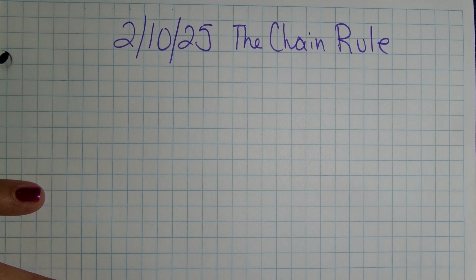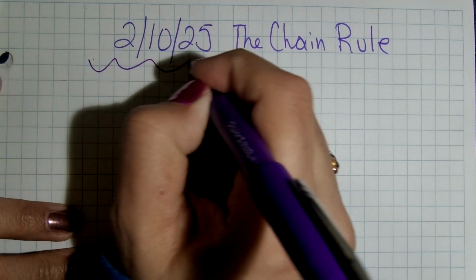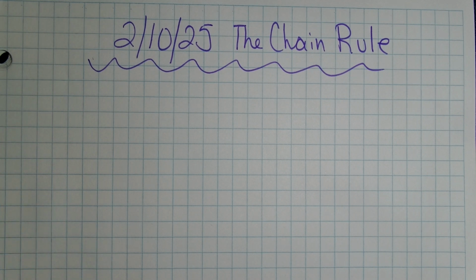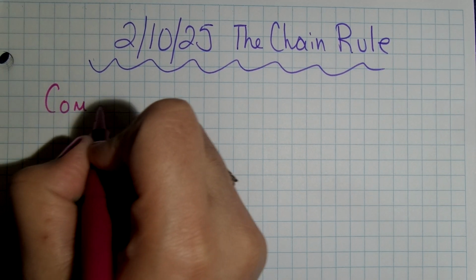Today we're going to talk about the chain rule. The chain rule is going to be used in specific instances. Before we get to actually using the chain rule, we need vocabulary. The chain rule is going to be used for something called a composite function.